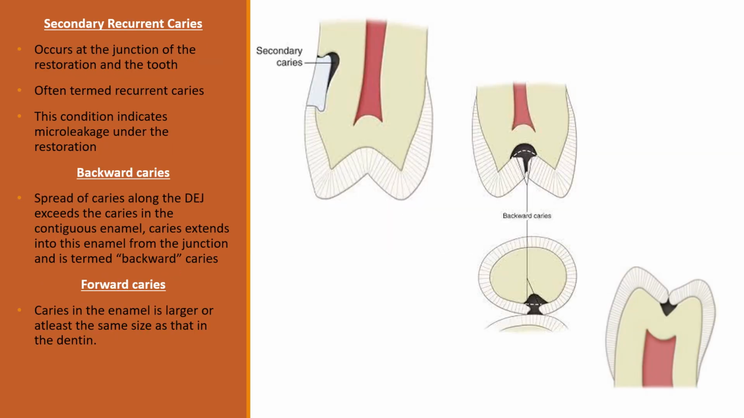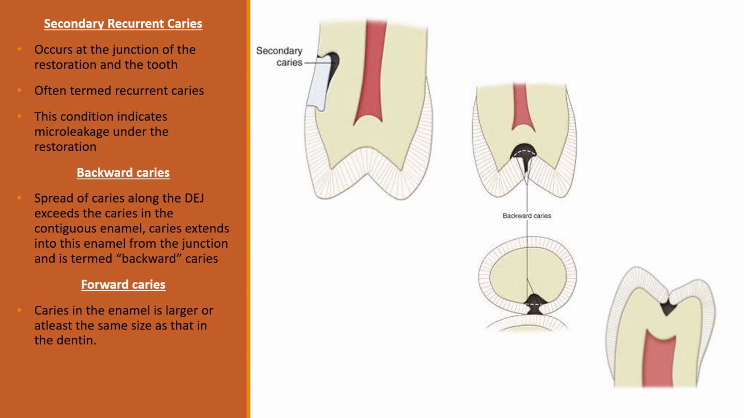Secondary recurrent caries usually occur at the junction of the restoration and the tooth, like you can see in the picture on your right. They are often termed recurrent caries, and this condition clearly indicates microleakage under the restoration, very commonly seen under composite restorations because of shrinkage.